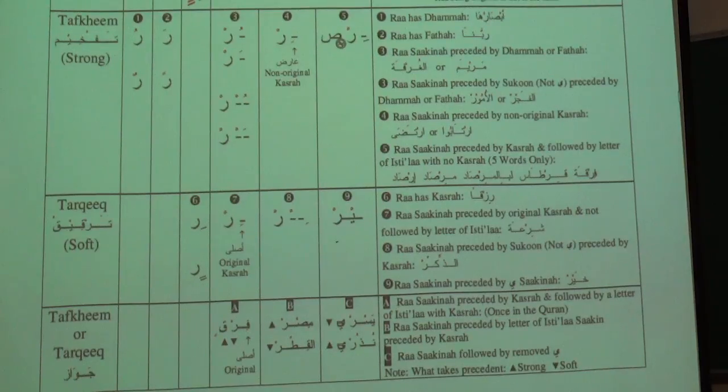Did you see Hamzatul Wasl? واخفض لهما as well. The Hamza of واخفض is Hamzatul Wasl. You see, they don't put a Hamza, they put something like a sad on it. All right?